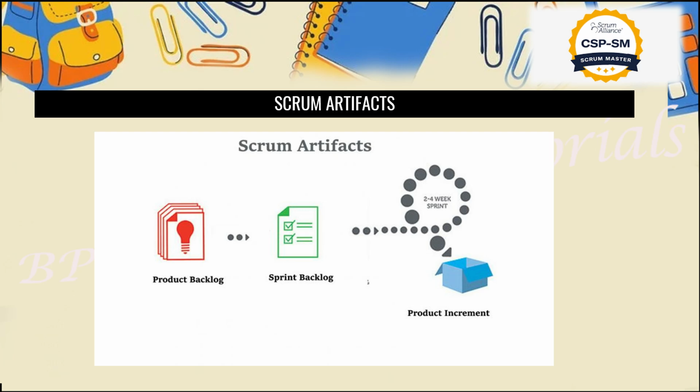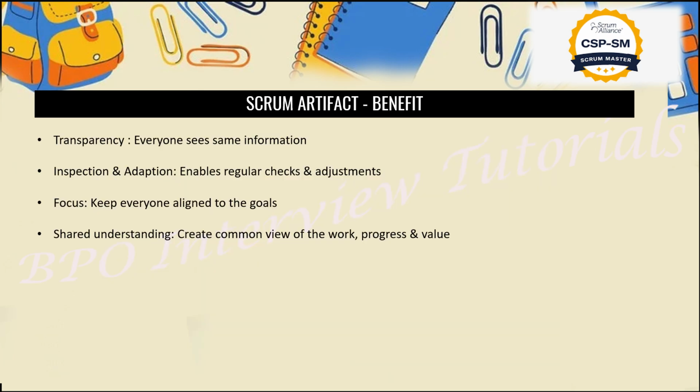So this is all about the Scrum artifacts, and with the help of this, what benefits we will receive: transparency, I already told you; inspection and adaptation, which means regular adjustments and checks will be done here. Everyone will be aligned on the goals, right? Focus will be there, and we will have a common view of the work progress and value, which means shared understanding here. So this is all about the Scrum artifacts, guys.